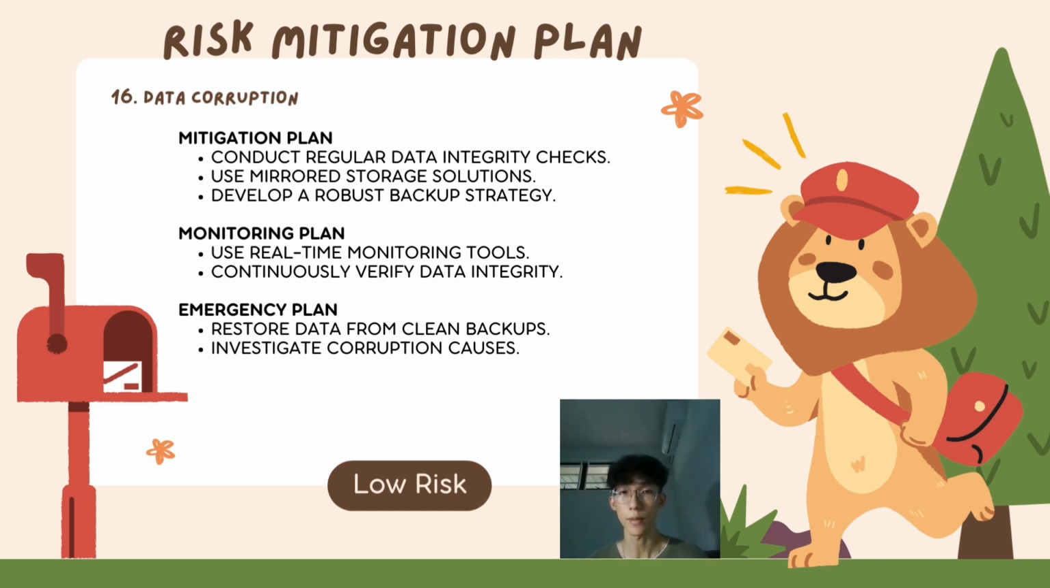For the monitoring plan, the company shall use advanced real-time monitoring tools to provide alerts for any signs of data corruption and continuously verify the data integrity to ensure the health and accuracy of the data. For the emergency response plan, in the event of data corruption, the company shall promptly restore data from clean backups to minimize downtime and maintain smooth operation. Lastly, the company should conduct a thorough investigation to determine the cause of corruption and implement preventive measures to avoid future incidents.